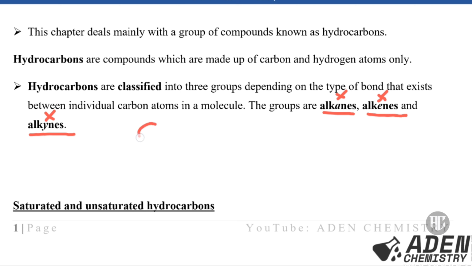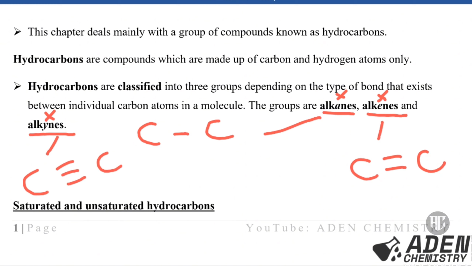In alkanes, in between two individual carbon atoms we have a single bond. In alkenes, in between 2 carbon atoms we have a double bond. In alkynes, in between 2 carbon atoms we have a triple bond. So hydrocarbons are classified into 3 groups depending on the type of bond between individual carbon atoms in a molecule. If only single bonds, that group is called alkanes. If there is a double bond, it is alkenes. If there is a triple bond, the group is called alkynes.